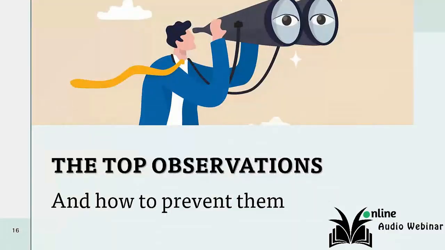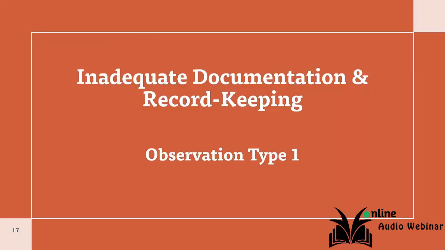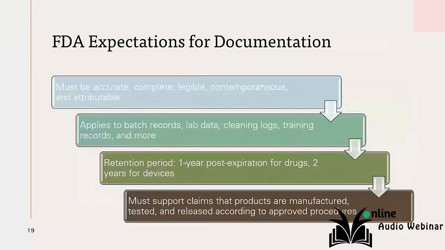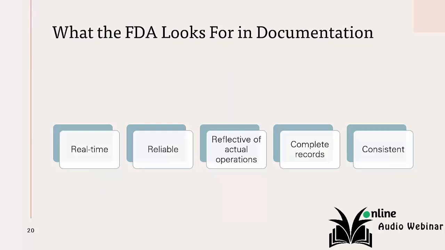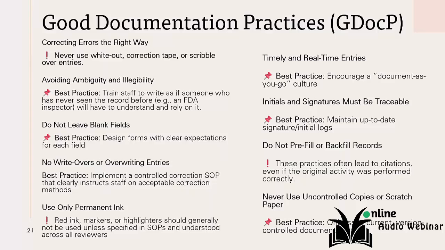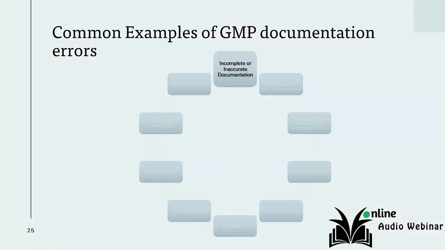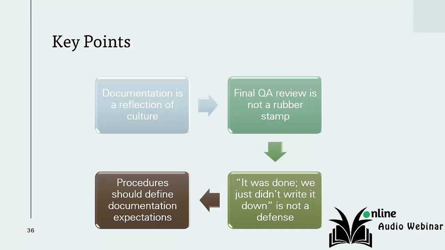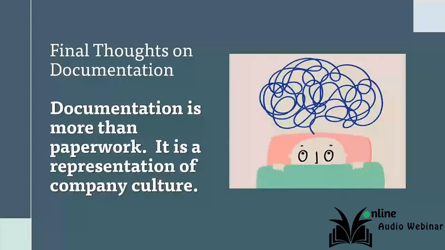So now let's talk about the top observations and how to prevent them. So the first one that we have is inadequate documentation and record keeping. So documentation deficiencies are among the most cited issues during any FDA inspection. So some FDA expectations for documentation. So what does the FDA look for in documentation? The FDA also expects companies to follow a range of good documentation practices that goes beyond these foundational concepts. So some common examples of GMP documentation errors, but why documentation matters from a compliance and product safety perspective. So some key points for documentation. So some final thoughts on documentation.